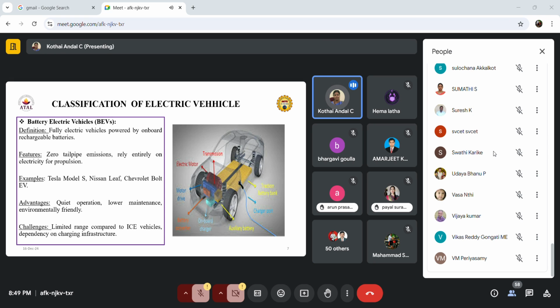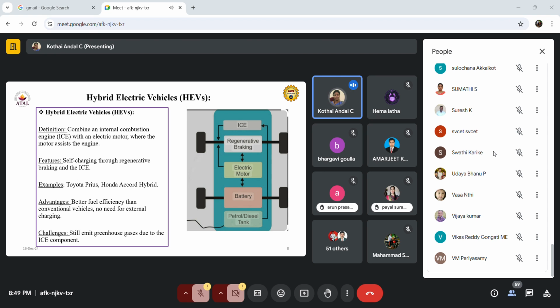Then the well-known advantages are quieter operation. If you go by an electric vehicle, we can feel that. Then maintenance is very low, the bill is very low. It's environmentally friendly because there are no IC engines involved here. So it's fully environmentally friendly. The challenge in this battery electric vehicle, compared to IC engines, is limited range. This can be overcome by improving the charging infrastructure availability. Okay? This is the battery electric vehicle.